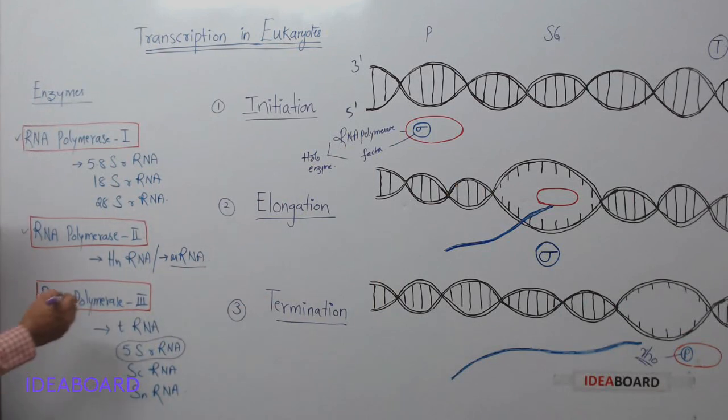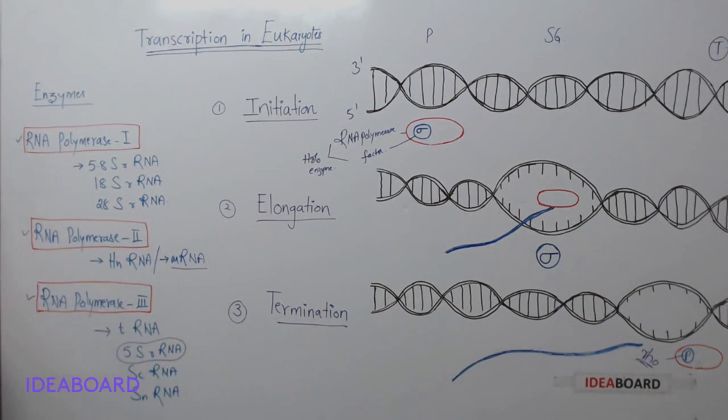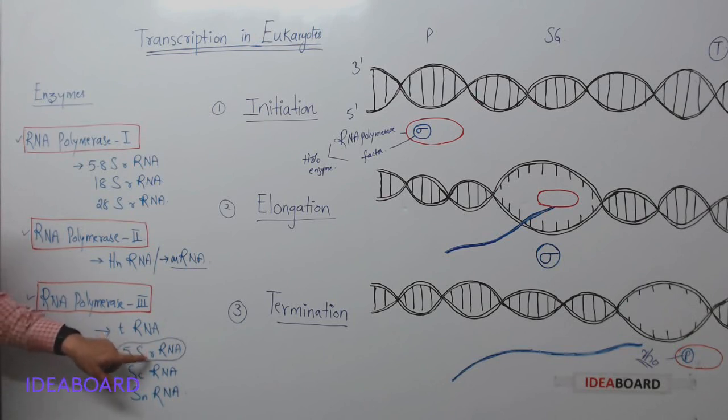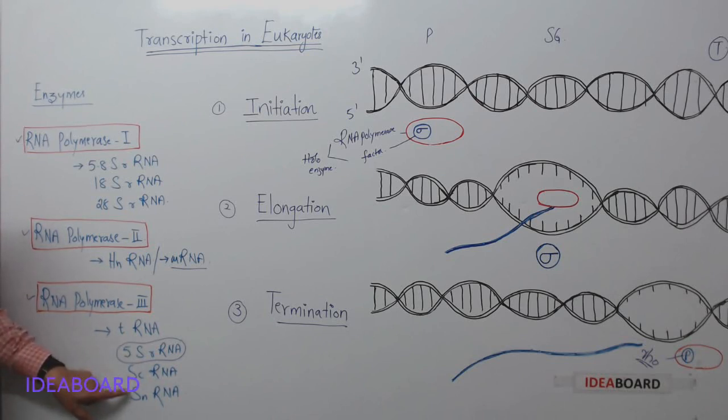And when we come to the third enzyme, RNA polymerase 3, it will catalyze the formation of tRNA, that is transfer RNA, 5S ribosomal RNA, and scRNA. What is this scRNA? Small cytoplasmic RNA. And what is snRNA? Small nuclear RNA. So these, one, two, three, four types of RNAs are catalyzed by RNA polymerase 3.